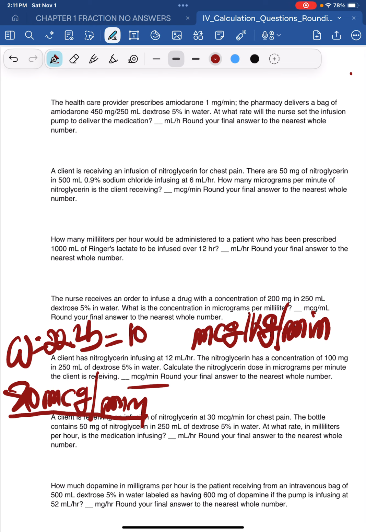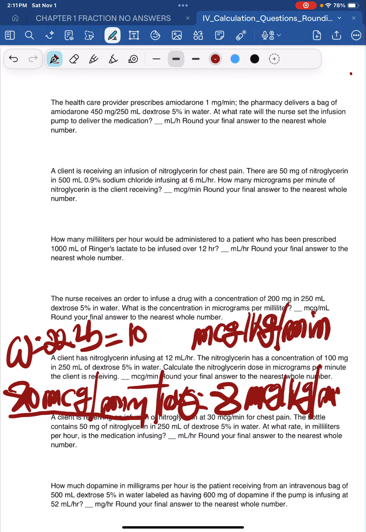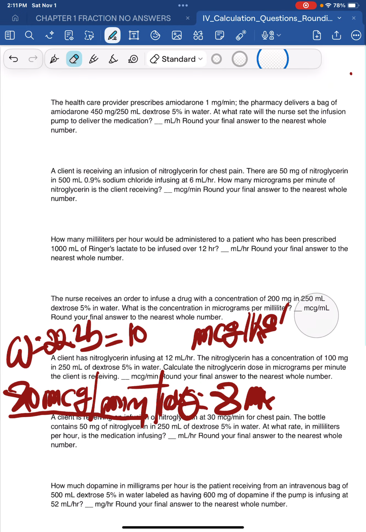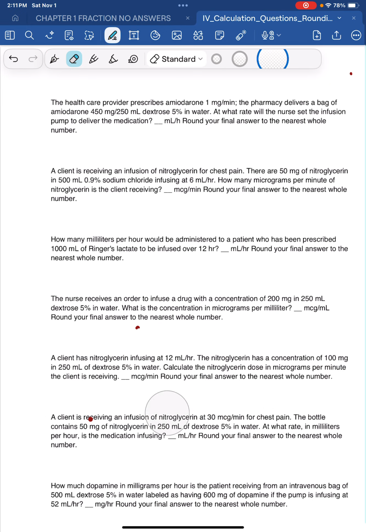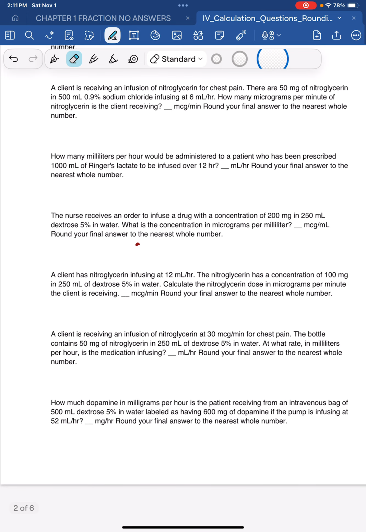Now I'm gonna divide that by 10 kilogram. By doing that, now I'm gonna have 8 microgram per kilogram per minute. You got it? Those are the simple stuff you need to be mindful of. Okay, so let's see the next one.